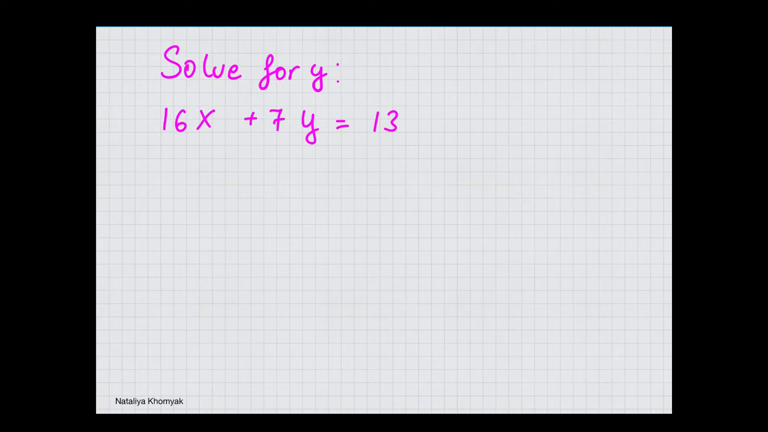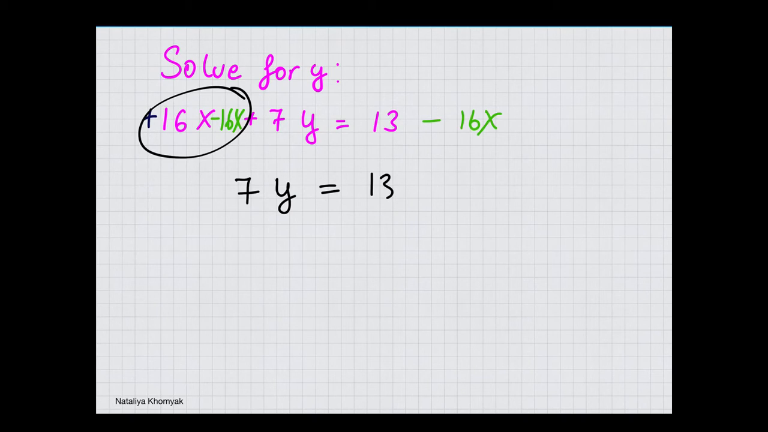Here we have 16x plus 7y equals 13. So we want to undo the sum. This is positive 16x. The opposite of adding 16x would be to minus 16x. What you do to one side, you have to do the same thing to the other side, minus 16x. So now we have, that's a 0, 7y equals 13 minus 16x.